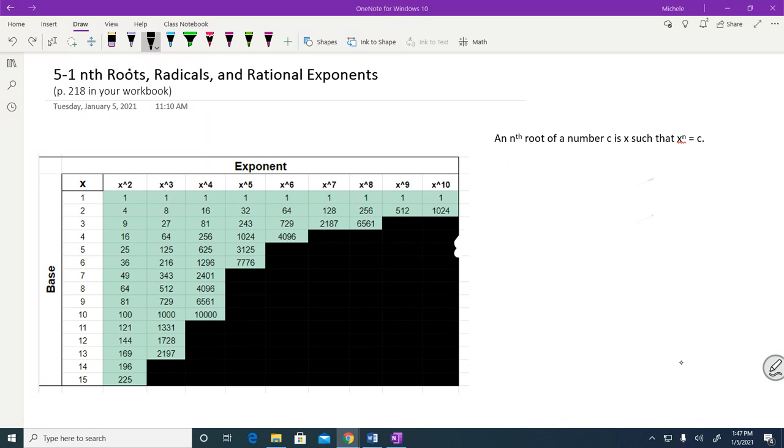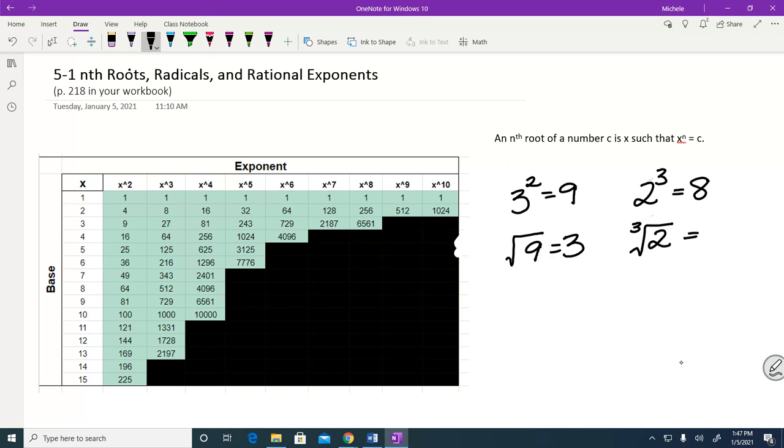We have the definition that an nth root of a number c is x such that x raised to the nth power equals c. So let's take an equation that we can agree on. Let's say that 3 squared equals 9. So the square root of 9 equals 3. Let's take a higher power. 2 to the third power I know to be 8. So in this case, the n would be 3, and the cubed root of 8 would be 2.